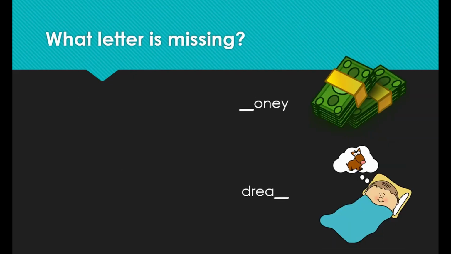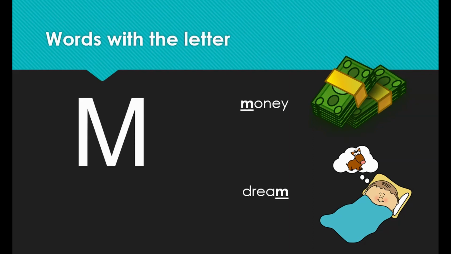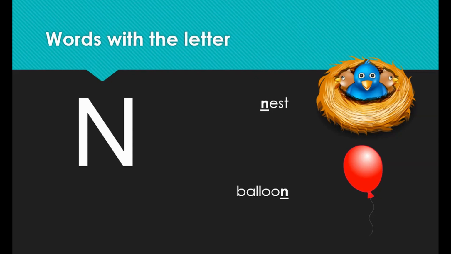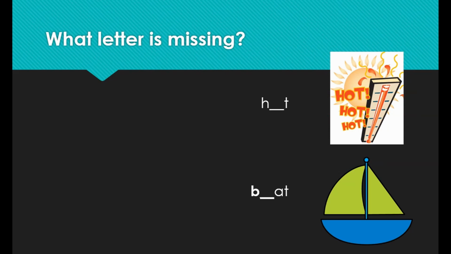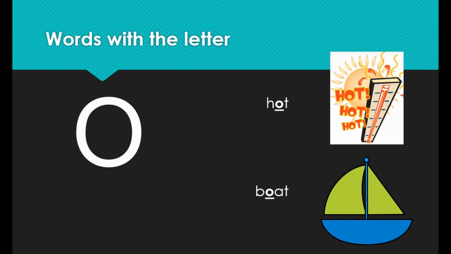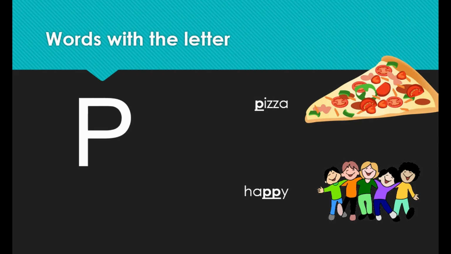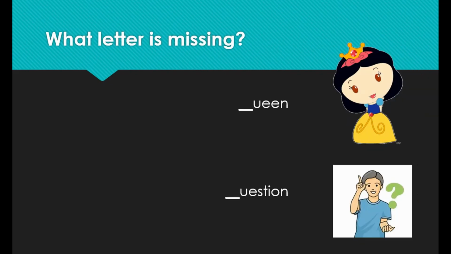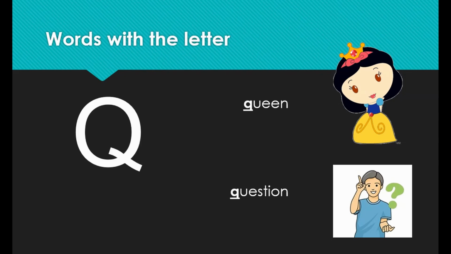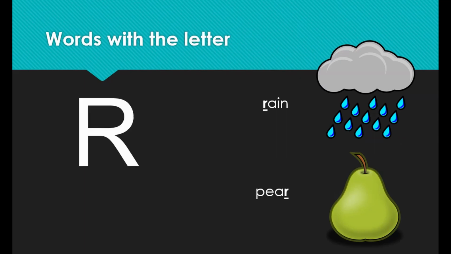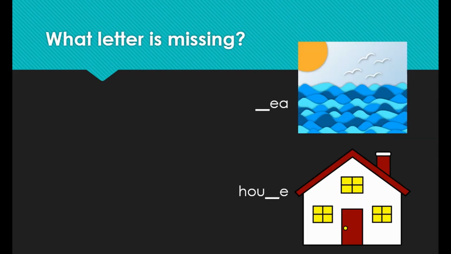What letter is missing? M, money, dream. What letter is missing? N, nest, balloon. What letter is missing? O, hot, boat. What letter is missing? P, pizza, happy. What letter is missing? Q, queen, question. What letter is missing? R, rain, pear.